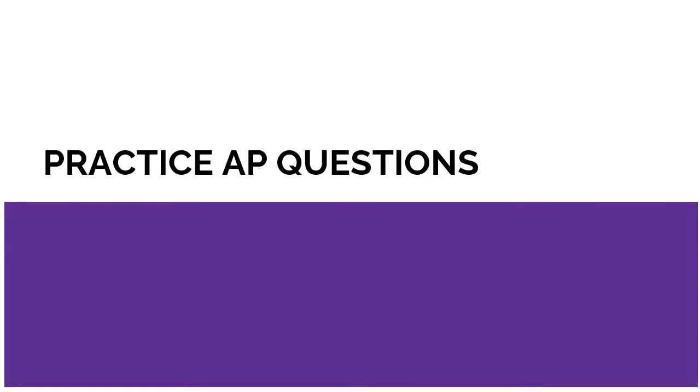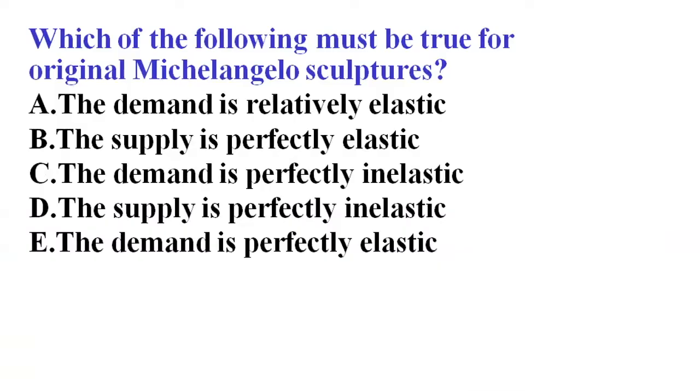All right, so this is going to be the practice AP questions for other elasticities. So let's get started. So here, if we look at this question, which of the following must be true for the original Michelangelo sculptures? So first off, what's very important about this is this phrase, original Michelangelo sculptures. So we're going to assume that original Michelangelo sculptures are really, really rare. And so here, the correct answer for us is going to be D.